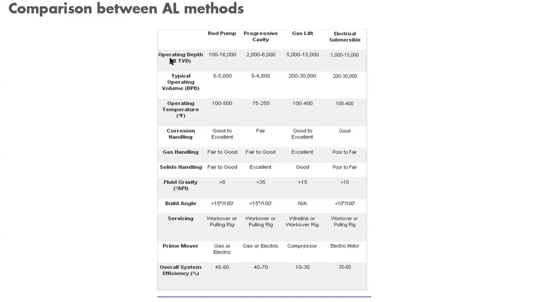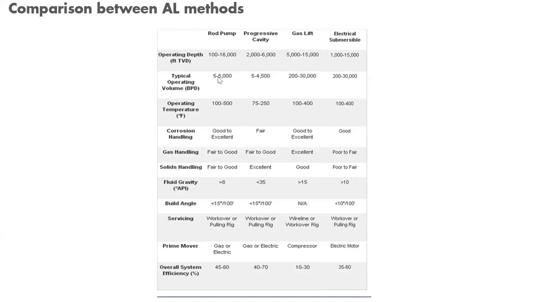So you will select according to the depth, both the measured depth and TVD. The rod pump will be limited in depth. Progressive cavity pump will be 2,000 to 6,000 foot. Gas lift has almost no limitation on depth. The electrical submersible pump is the same, but is not effective in shallow depth.